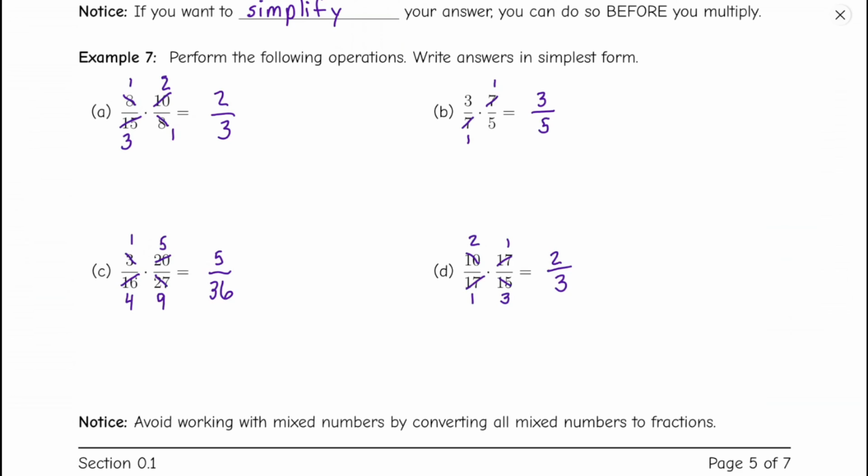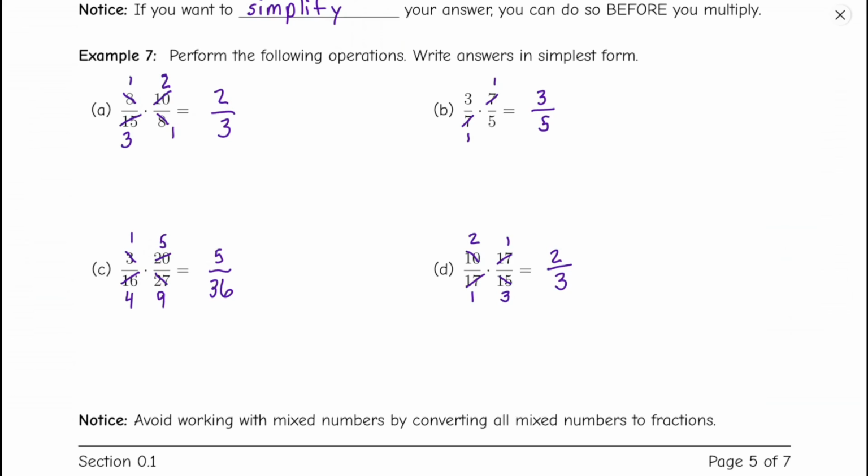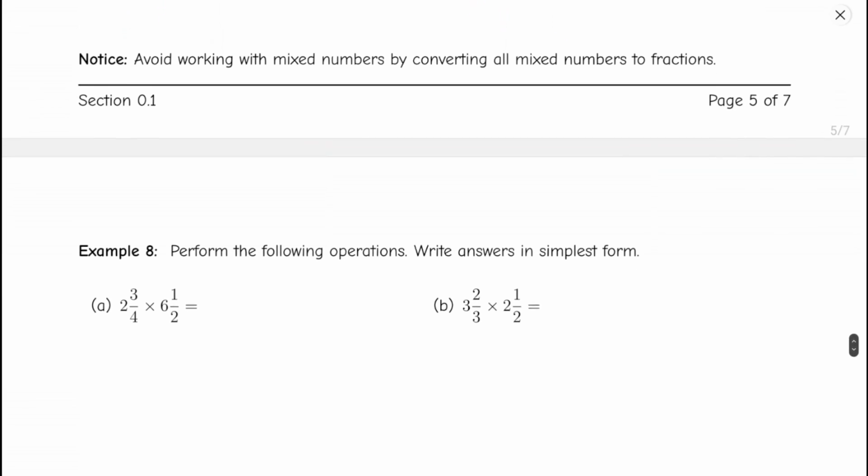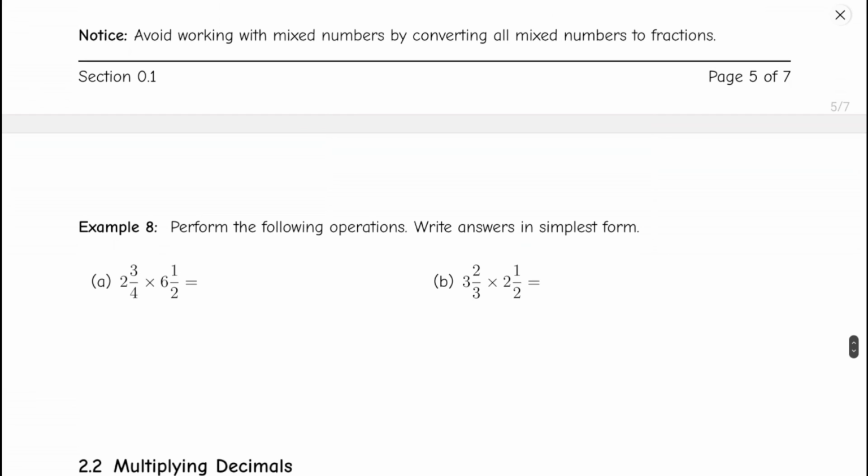Notice, avoid working with mixed numbers by converting all mixed numbers to fractions. As a refresher, to convert a mixed number to a fraction, you can use this little shortcut. You take the denominator times the whole number plus the numerator. So 4 times 2 is 8, plus 3 is 11. That becomes your new numerator, and your denominator stays the same. So 2 3/4 is 11/4.